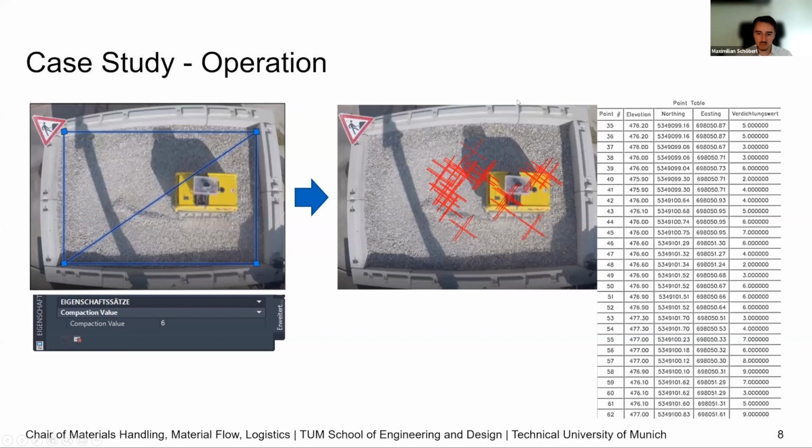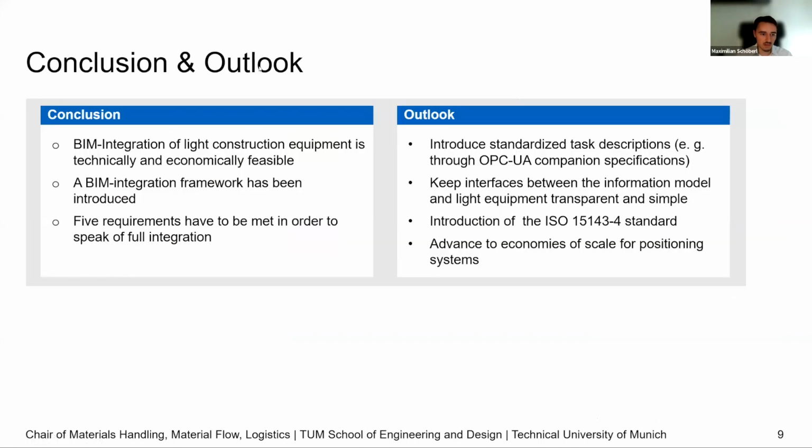And so we proved through that it's feasible to integrate light construction equipment, and it's not only technically feasible, it's also economically feasible. So at this machine in the case study, we look at a value or price of 10,000 euros. And the equipment we used to get this BIM integration was around 600 euros. So that's okay. At least the equipment manufacturer told us that it's okay. Customers are willing to pay that.